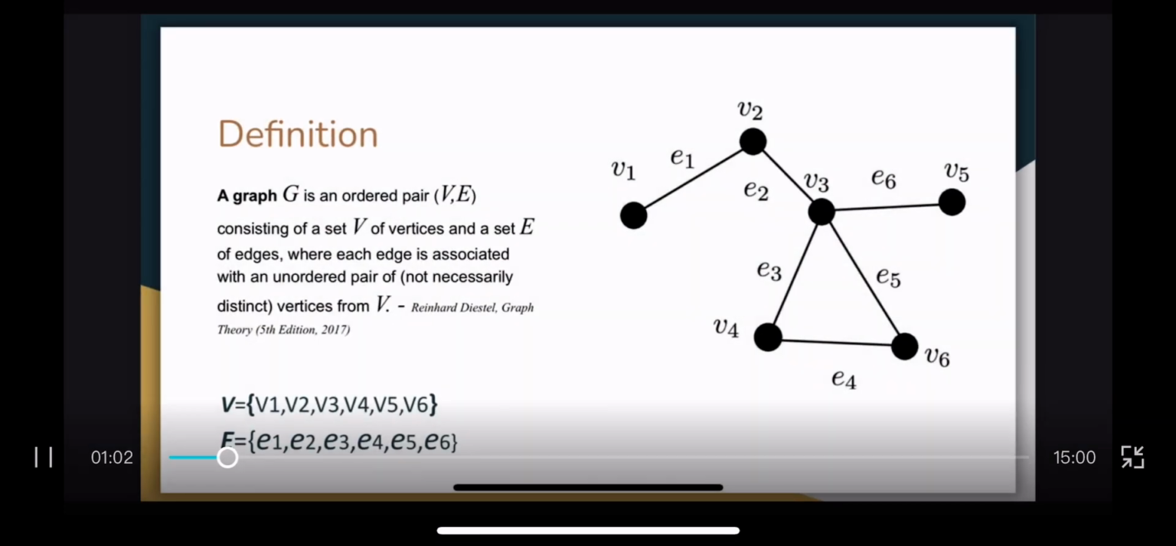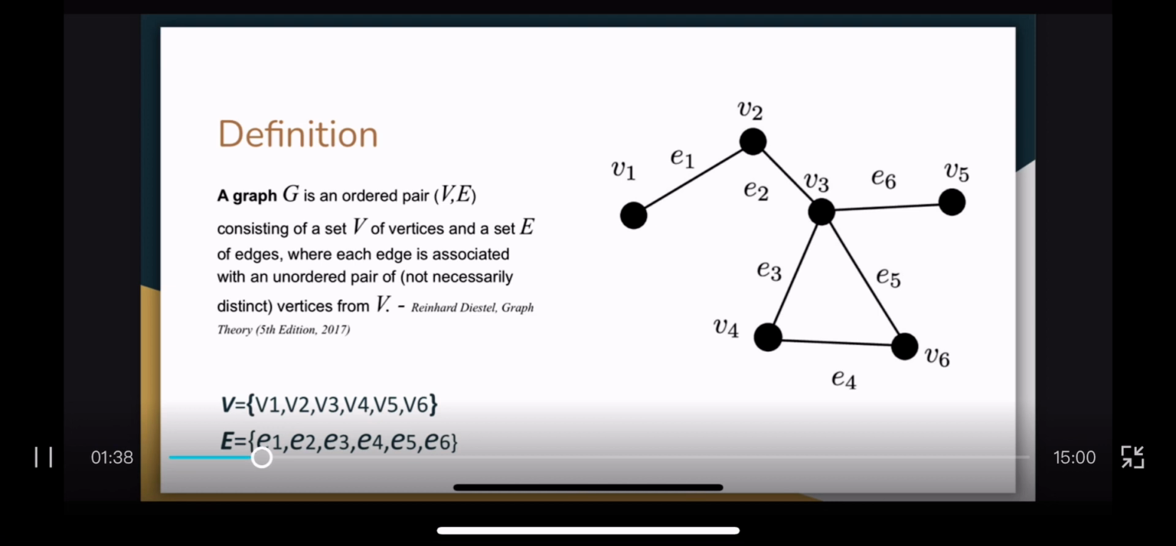According to Reinhard Diestel's Graph Theory, 5th edition, 2017, he defined a graph as an ordered pair of V and E, where V is the set of vertices and E is the set of edges. So in the example, we have a set of vertices from V1 to V6, and we have a set of edges from E1 to E6. The diagram illustrated above is a visual representation of this definition. The vertices are the black dots and the edges are the lines connecting them.